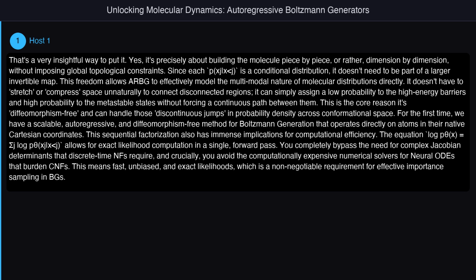This sequential factorization also has immense implications for computational efficiency. The equation log p_θ(x) = Σ_j log p_θ(x_j | x_<j) allows for exact likelihood computation in a single forward pass. You completely bypass the need for complex Jacobian determinants that discrete time NFs require, and crucially, you avoid the computationally expensive numerical solvers for neural ODEs that burden CNFs. This means fast, unbiased, and exact likelihoods, which is a non-negotiable requirement for effective importance sampling in BGs.